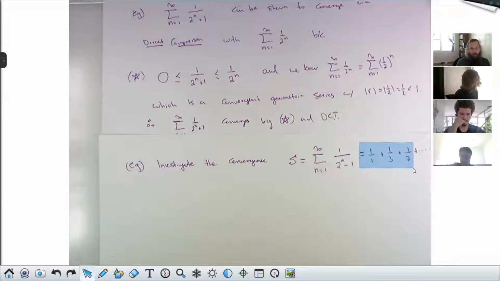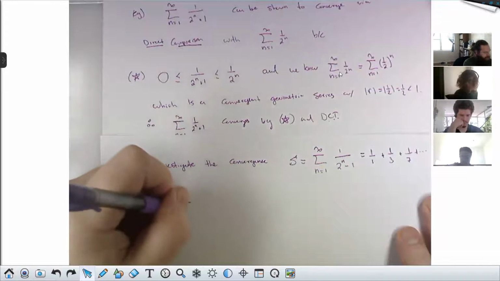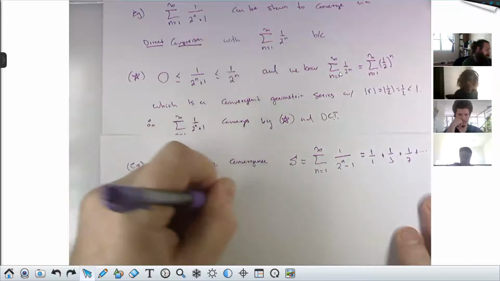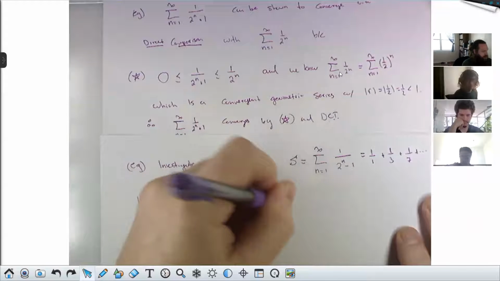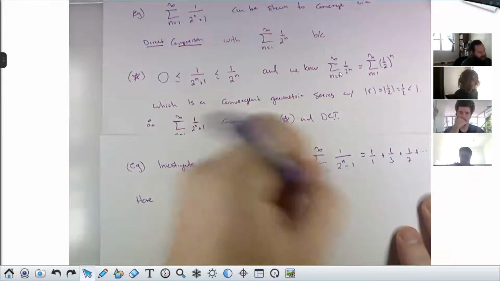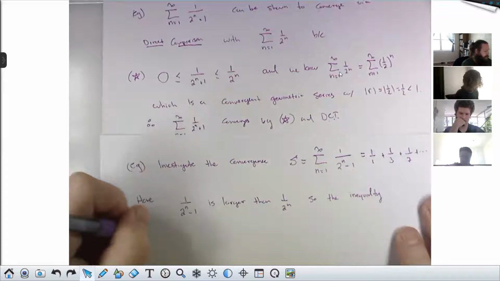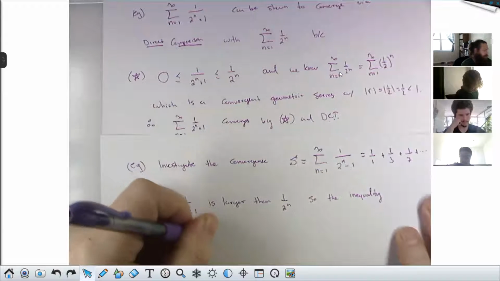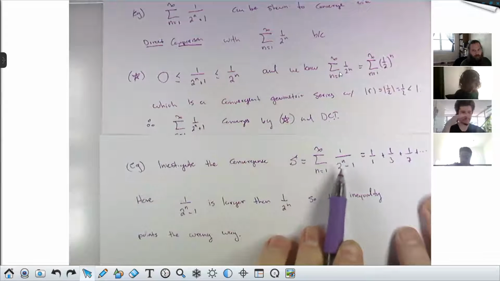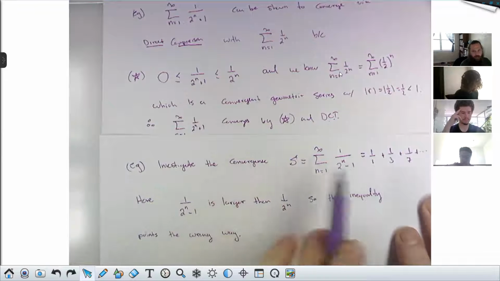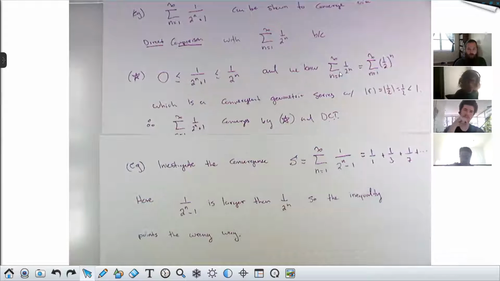The terms of this series are slightly larger than the terms of 1 over 2 to the n. Here, 1 over 2 to the n minus 1 is larger than 1 over 2 to the n. So the inequality points the wrong way. Right? Like this series is very, very similar to sigma 1 over 2 to the n. The only difference is there's a minus 1 in the bottom. And since I know sigma 1 over 2 to the n is a convergent series, I am inclined to believe that this should be a convergent series because the terms only differ by 1. However, I can't do a direct comparison.